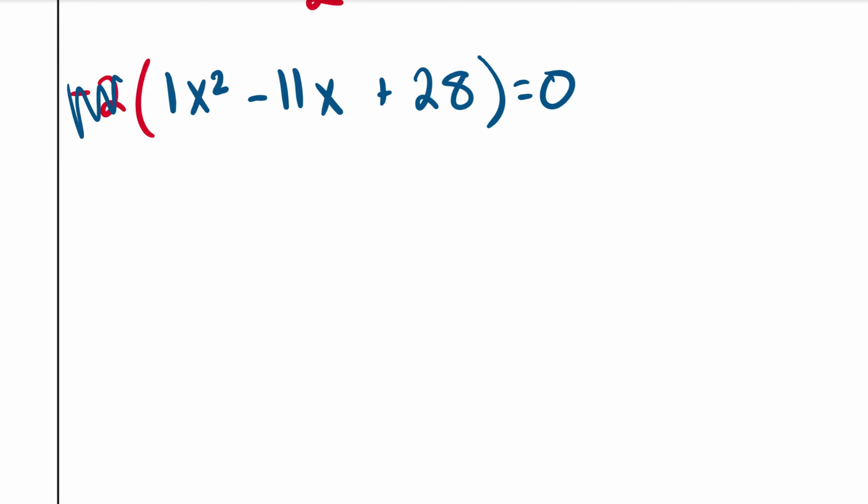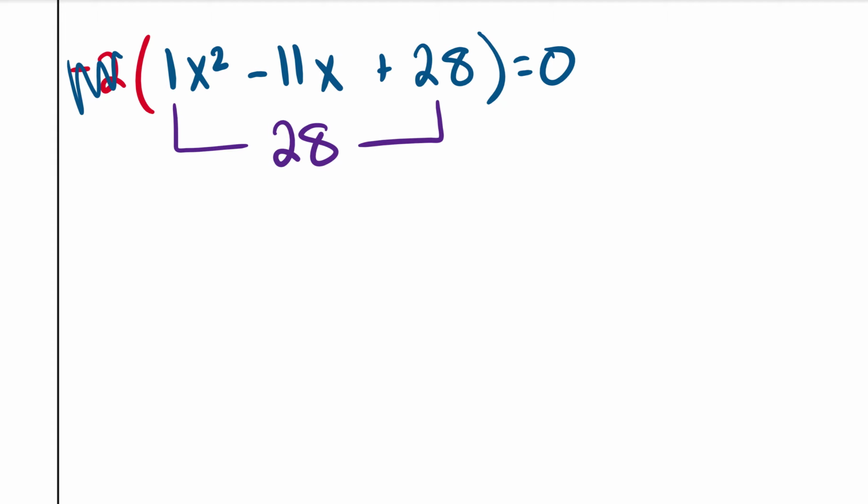So here's what I do when I factor. There are different ways to factor. This is just how I do it. I multiply the first number and the last number together. So 1 times 28 is 28. That's the first thing that I do. The next thing that I do is I go ahead and write my two parentheses, because when you factor, that's typically what you end up with.